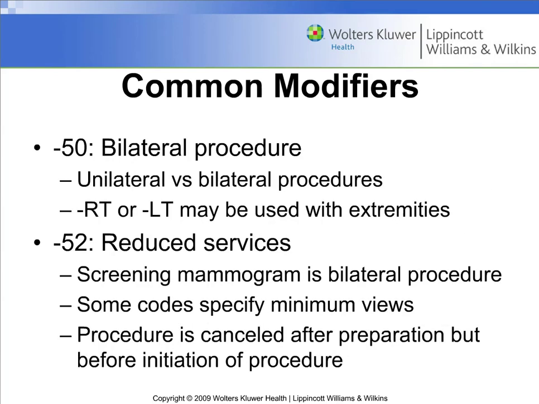Modifier 50 represents the bilateral procedure. You have unilateral x-rays being taken, and you also have bilateral procedures. RT and LT are used with extremities as it relates to radiology. So if they're just taking the x-ray of the left knee, then of course you would put the procedure code for the radiologic x-ray for the left knee, and then you would append LT onto it.